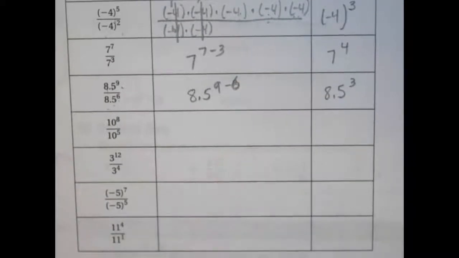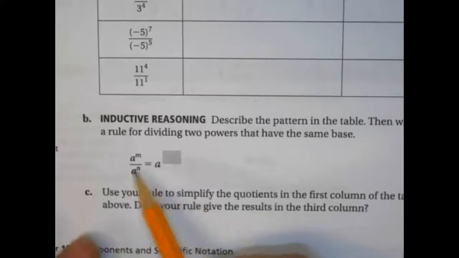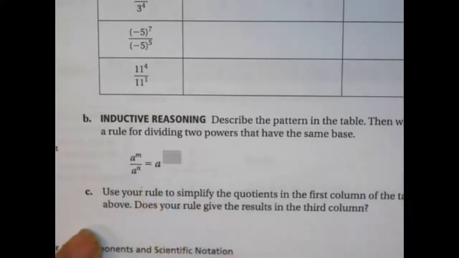Understand? We're going to move on a little bit, and just using our inductive reasoning, here is the actual rule for this problem. So I have a to the m over a to the n. Do I have the same base? Are they both base a? Can I write something up here that'll get rid of this division bar? What can I write up here?